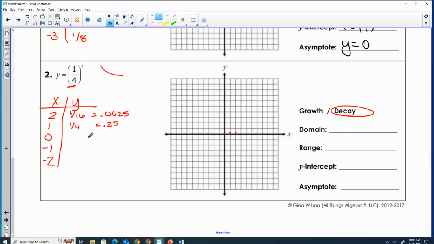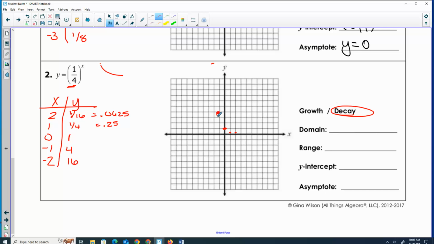If we put in 0, what is (1/4) to the 0 power? 1. Okay, negative 1. So put 1/4 in parentheses and then negative 1 on the outside, and we get 4. And if I put in negative 2, that's 16. That's already off my graph, isn't it? So on my graph, I should be seeing a curve here as best we can.